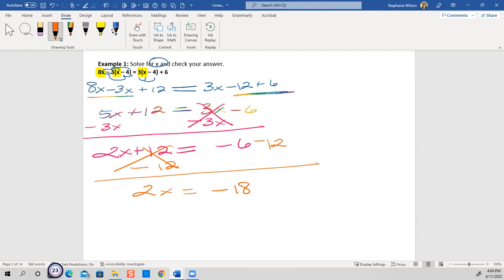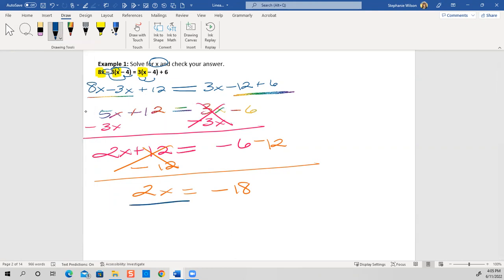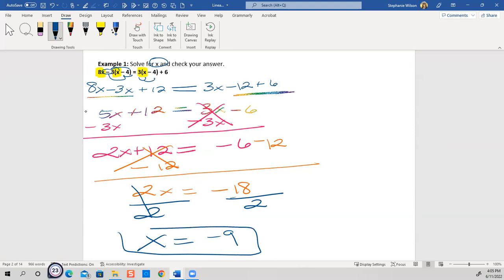All right. Now I got to look at my variable term. It is by itself. We agree. It's isolated from the constant. However, the coefficient on it's got to be a positive 1 and it's a positive 2. So I'm going to divide by 2, right? 2 goes into 2 one time, leaves me with x, and that's what I wanted. What you do to one side of the equal sign, we're going to do to the other. 2 goes into negative 18, negative 9 times. Now this is my answer, but we want to check to make sure it's true.